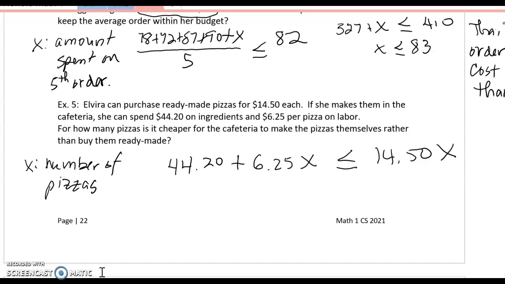Again, we're going to be using the less than or equal to symbol here. And actually, we want to use the less than symbol. Let me change that up. We want to use the less than symbol here because we definitely want the cost of the pizzas to be cheaper on the making themselves side. So here we go, less than 14.50x.